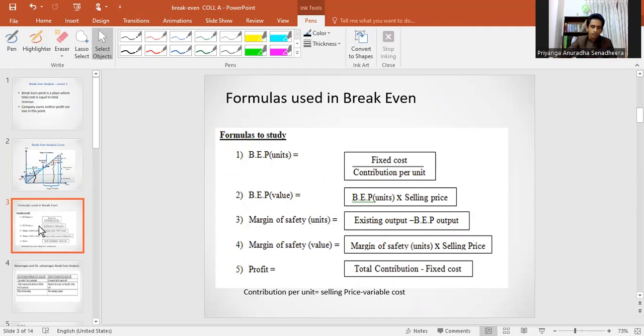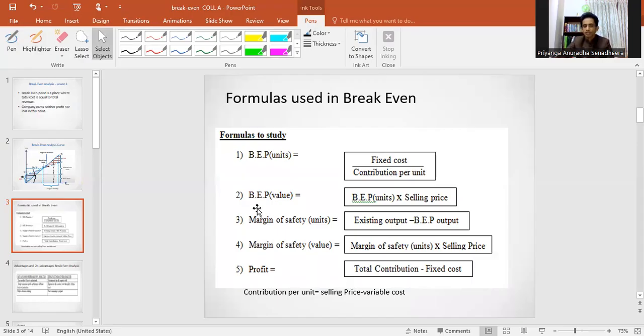The first formula you should know is the break-even output, or break-even point in units. Its formula is fixed cost over contribution per unit. So you have to add all the fixed cost, then divide it by contribution per unit. Normally, how do you get the contribution per unit? We have learned this in AS level: contribution per unit is selling price minus variable cost.